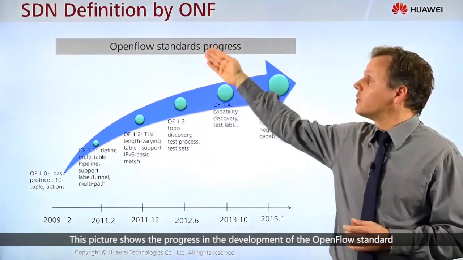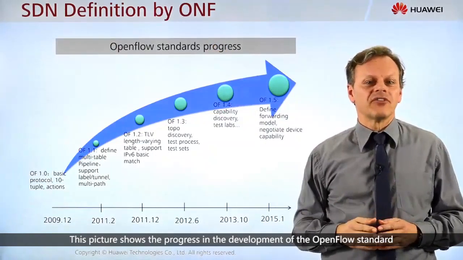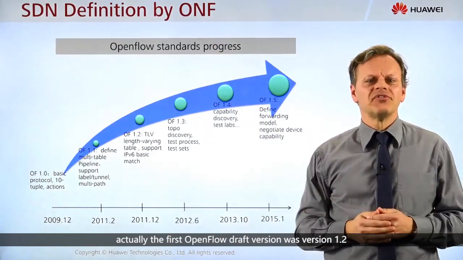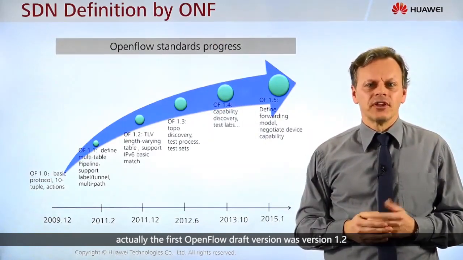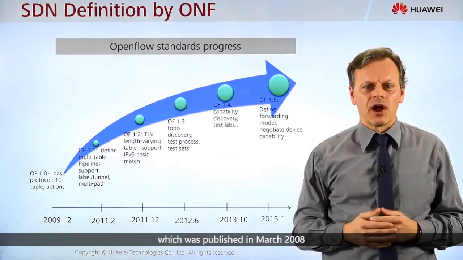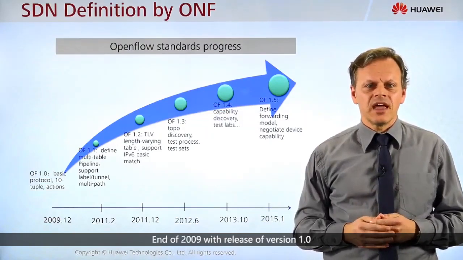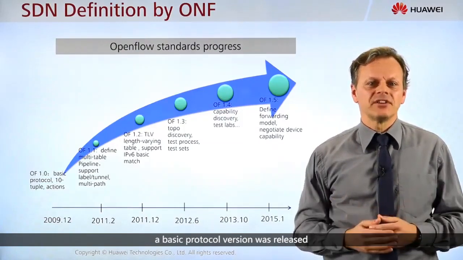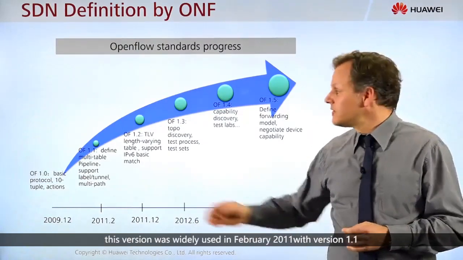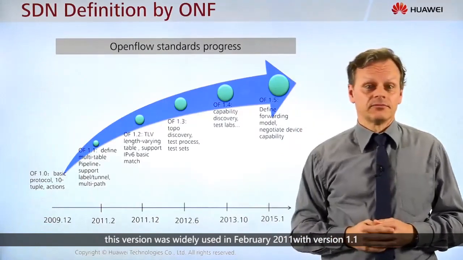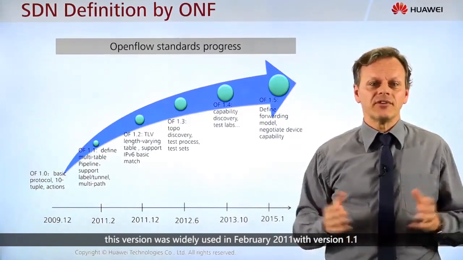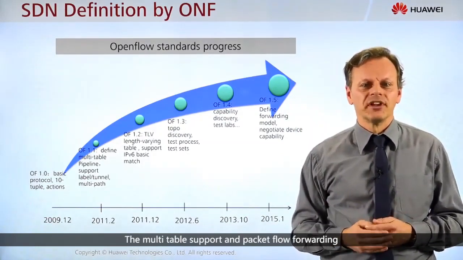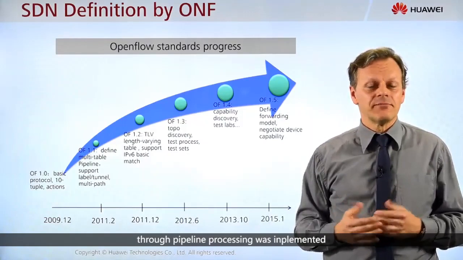This picture shows the progress in the development of the OpenFlow standard. Actually, the first OpenFlow draft version was version 0.2, which was published in March 2008. At the end of 2009, with the release of version 1.0, a basic protocol version was released. This version was widely used. In February 2011, with version 1.1, multi-table support and packet flow forwarding through pipeline processing was implemented.